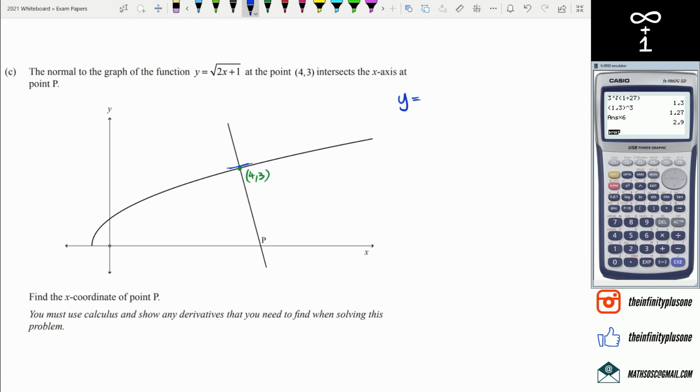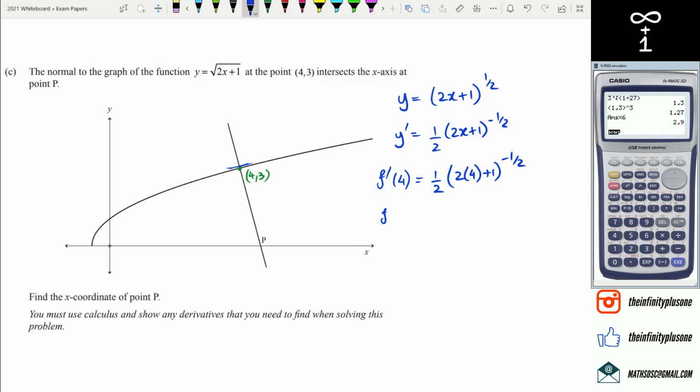So we've got y is equal to (2x plus 1) to the power of half. So y dash is equal to a half multiplied by (2x plus 1) to the power of negative half. I want to find the gradient at 4. So I'm going to have half times (2 times 4 plus 1) to the power of negative half. And then f dash of 4 is equal to a half multiplied by 9 to the power of negative half. Whatever that is, let's work it out quickly. 0.5 multiplied by 9 to the power of negative 0.5. So 1 over 6.